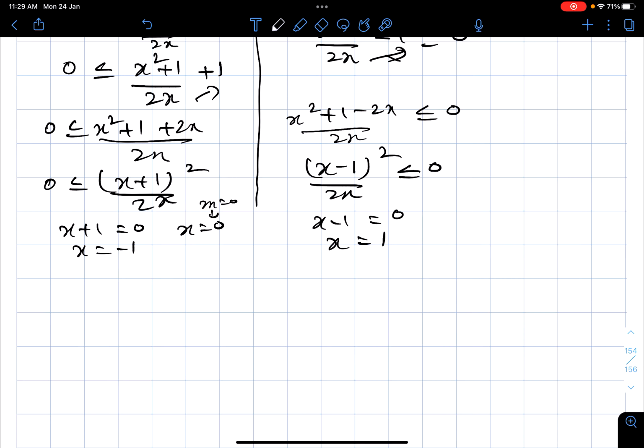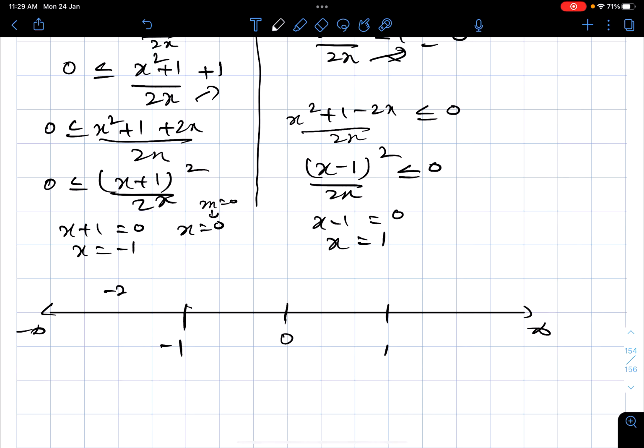So we can plot this on the number line. This is going to be minus infinity and plus infinity, 0, 1 and here minus 1. So you get 1, 2, 3, 4 regions. Now we are going to see whether it is possible in these 4 regions. For the first region, we will take minus 2. This is going to be our first expression and this is going to be our second expression.